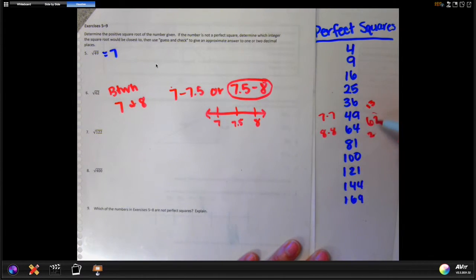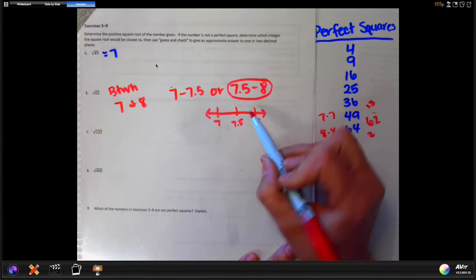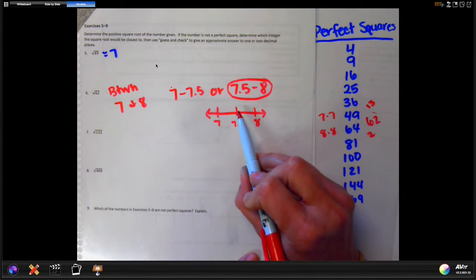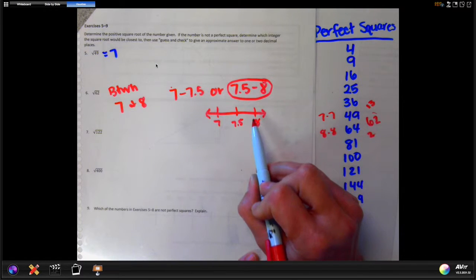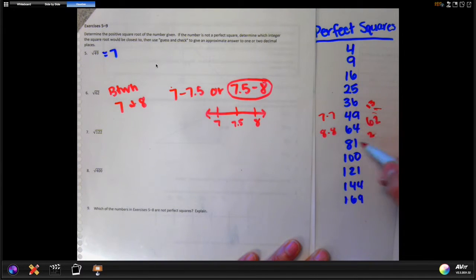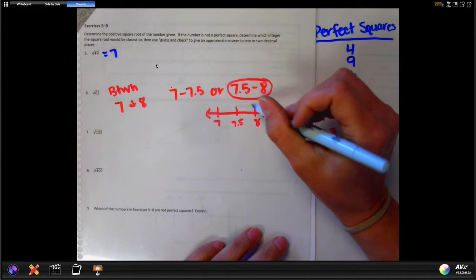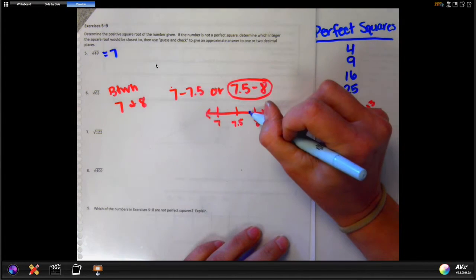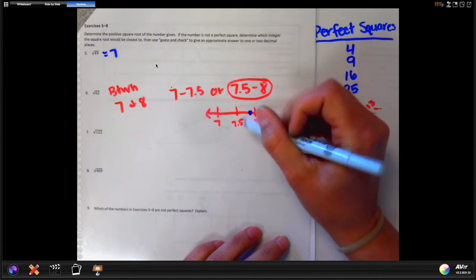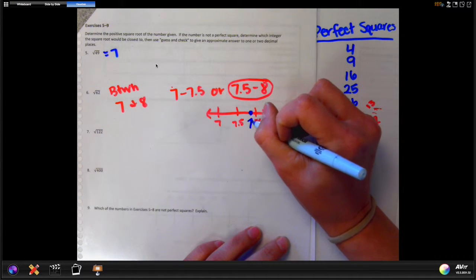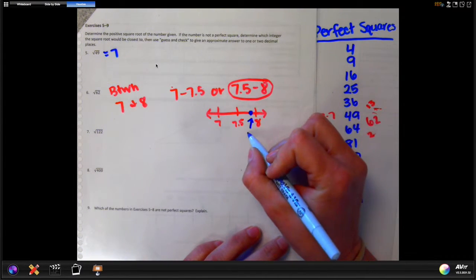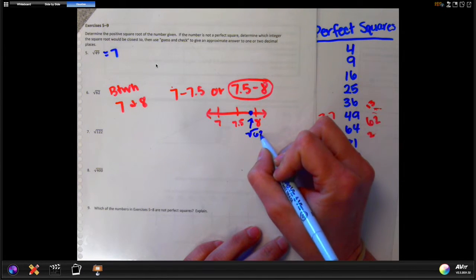Now, the question is, is it going to go right in the middle, or is it going to go closer to 7.5 or closer to 8? Well, you look at this again, and 62 is only 2 off of 64. So we think it's going to be closest to 8. So what you do to put it on a number line is make a dot close to 8, and then you mark that spot with an arrow and say that is the square root of 62. Like that.